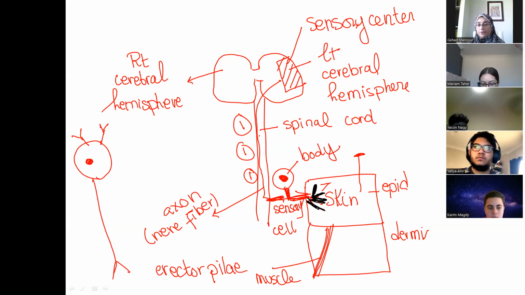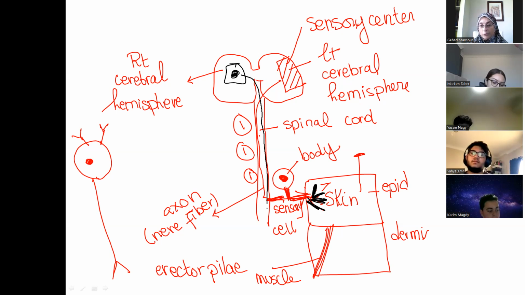طيب, motor nerve cell مختلفة. Motor nerve cell will arise in the brain. يعني the cell body is present in the brain and the axon will descend to give a motor order to the muscle. إحنا النهاردة مش هنتكلم على motor nerve cells. إحنا هنتكلم على sensory nerve cells and the sensory nerve endings.